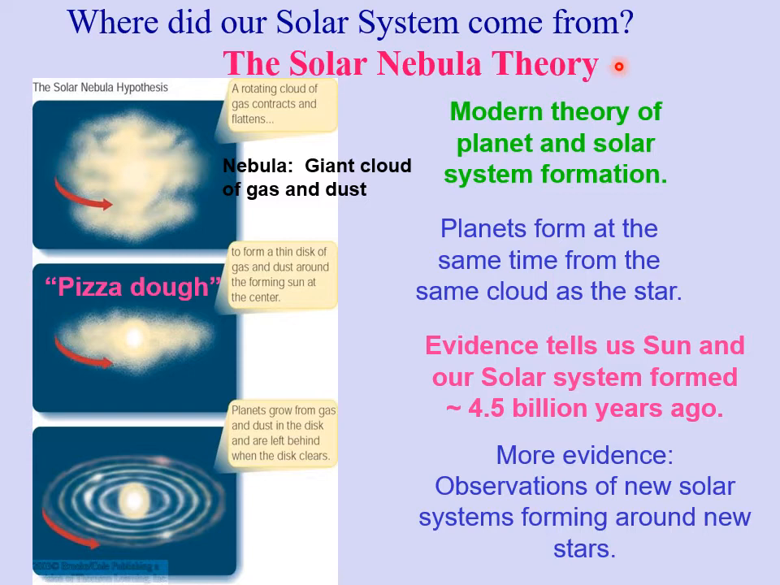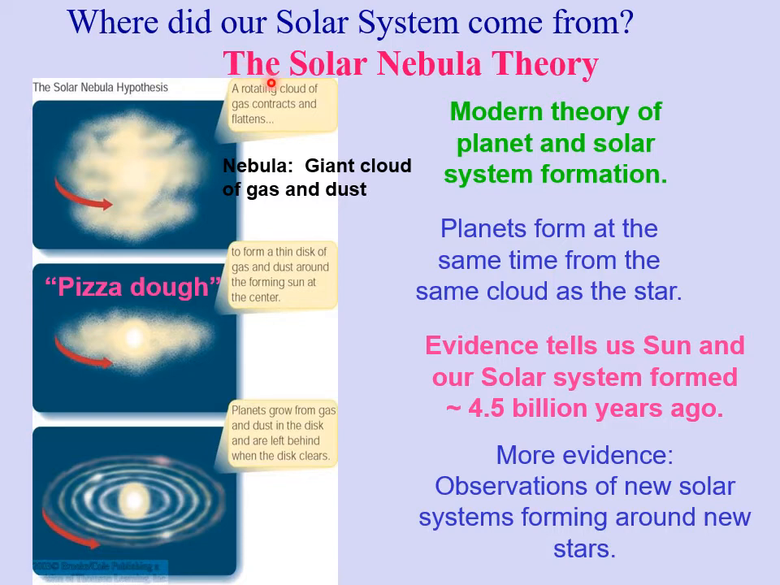And what I'm going to present to you in this lecture and in the ones that follow is a lot of physical evidence that allows us to build these theories that describe the origins of things like our planet Earth, our solar system, and even the entire universe as a whole. So the idea for where our solar system came from is called the Solar Nebula Theory.